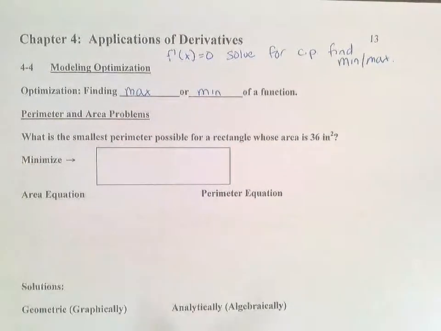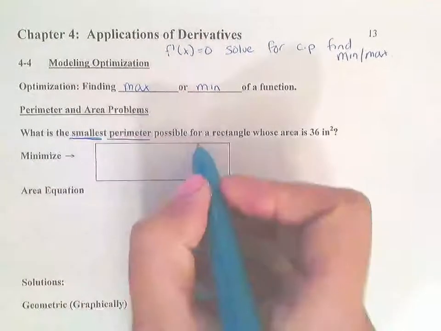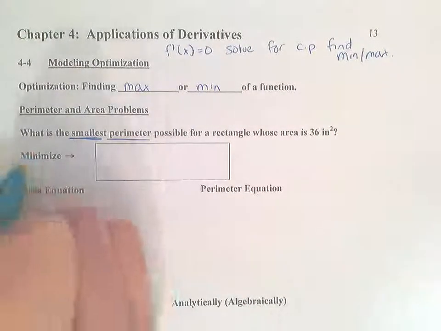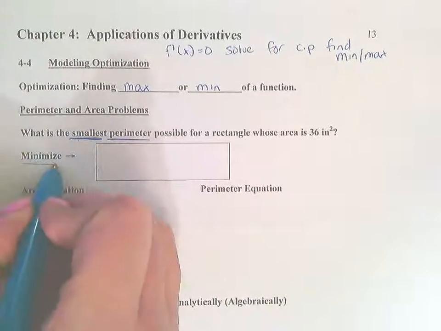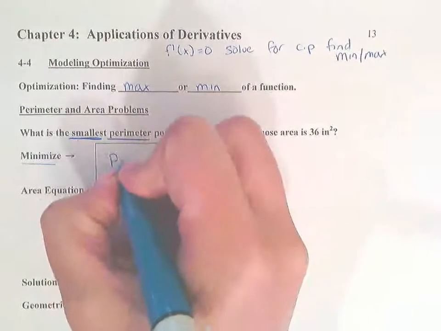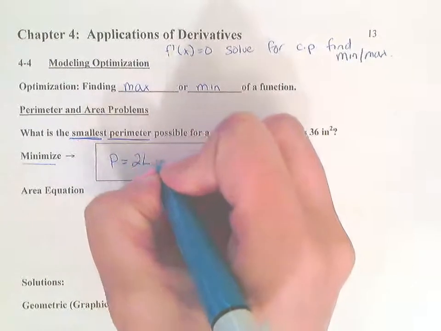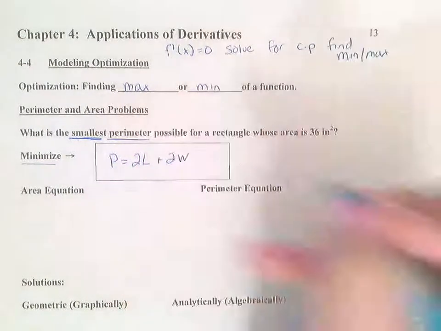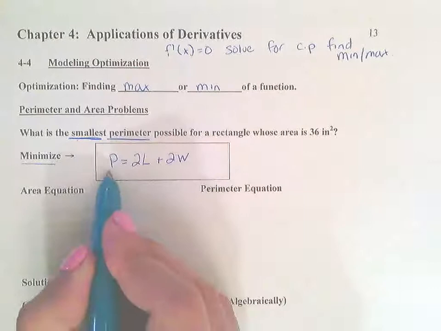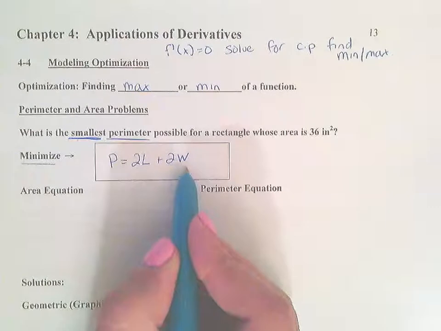So in this first example we're going to look at, it says what is the smallest perimeter possible for a rectangle whose area is 36 inches squared. So what this means is because it's asking for the smallest, we are minimizing. What are we minimizing? We're going to minimize the perimeter equation, and we know that perimeter is always going to be 2 times L plus 2 times W, right? And that is our end goal. That is the equation that we are going to find the derivative for and set equal to 0.